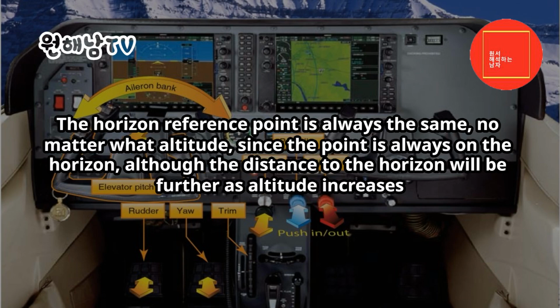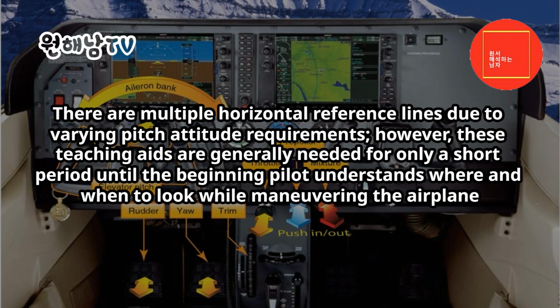The horizon reference point is always the same, no matter what altitude, since the point is always on the horizon, although the distance to the horizon will be further as altitude increases. There are multiple horizontal reference lines due to varying pitch attitude requirements. However, these teaching aids are generally needed for only a short period until the beginning pilot understands where and when to look while maneuvering the airplane.